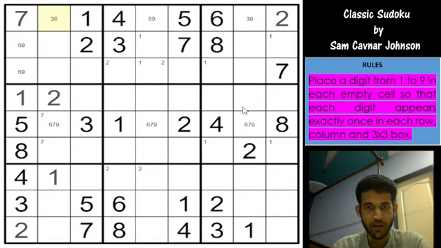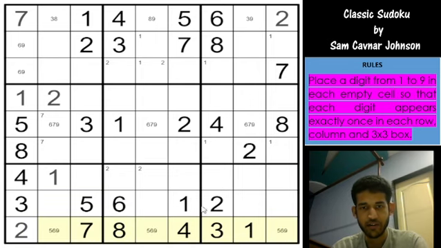Let me look at maybe row 9. So you have 5 givens and 1 placed digit. So 2, 7, 8, 1, 3, 4. Remaining digits are 5, 6 and 9. So let me mark that. So you have a 5 here. This is not a 5. This is not a 6. And this can be 5, 6 and 9.